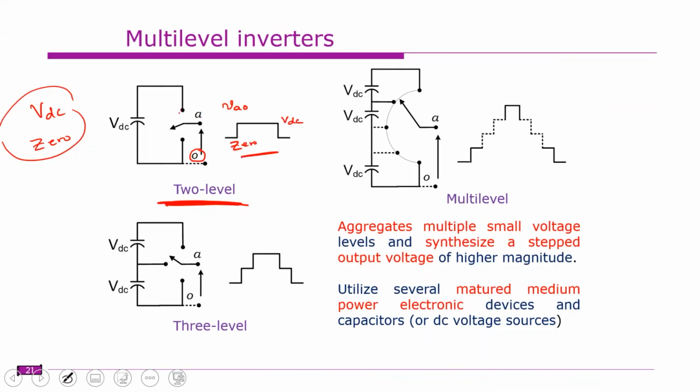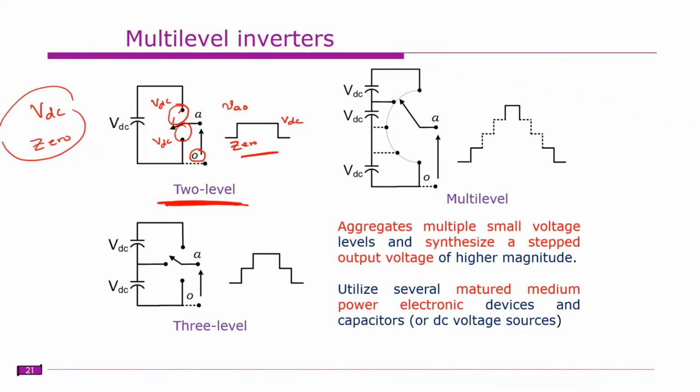So, if this switch is connected here, what is the blocking voltage of this switch? This is VDC, right? And what is the blocking voltage of this switch? That is also VDC. VDC always. Agree? In both cases, it is VDC.